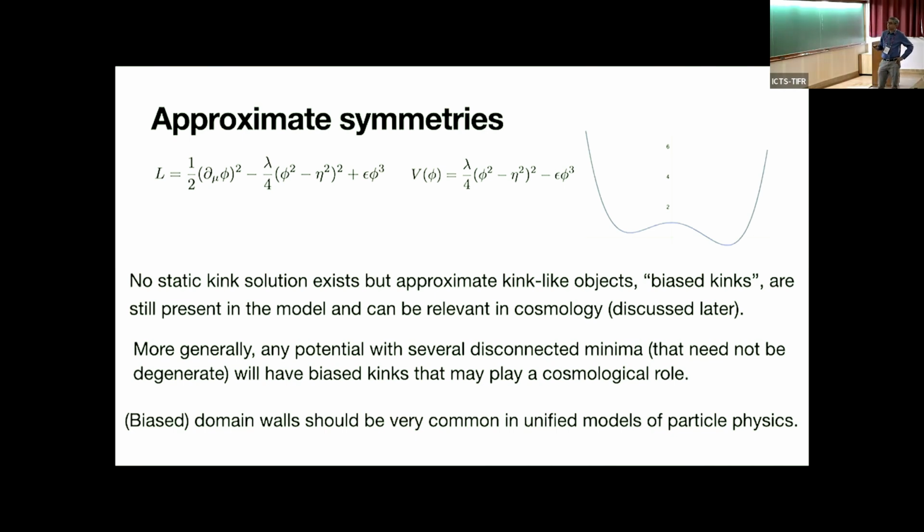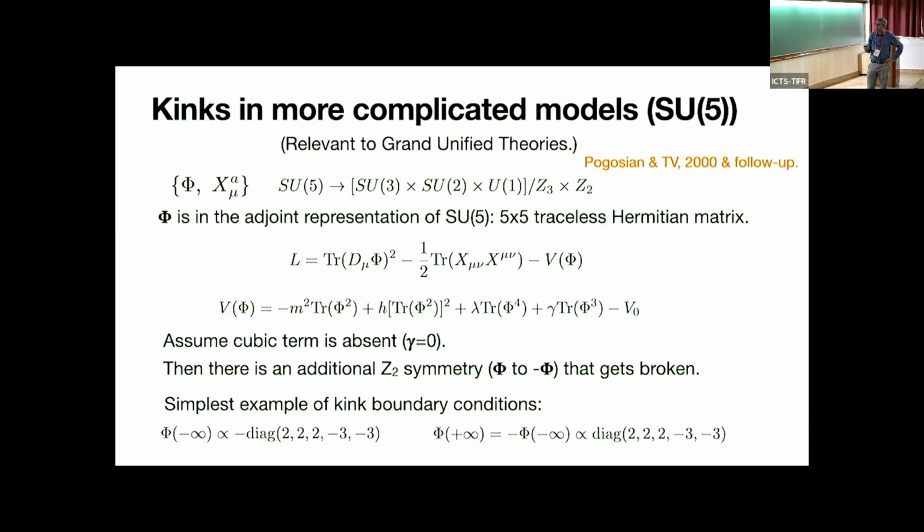So this is quite generic, that you have any potential which has several disconnected minima that need not be degenerate, and then you will get these kink-like solutions which will be biased, but they may still be important in cosmology. And in fact, we will look at specific particle physics models, and you will see that these biased domain walls should be very common in grand unified models of particle physics. So that brings me to consider a grand unified theory. So this would be, say, SU(5), which is the minimal grand unified theory.